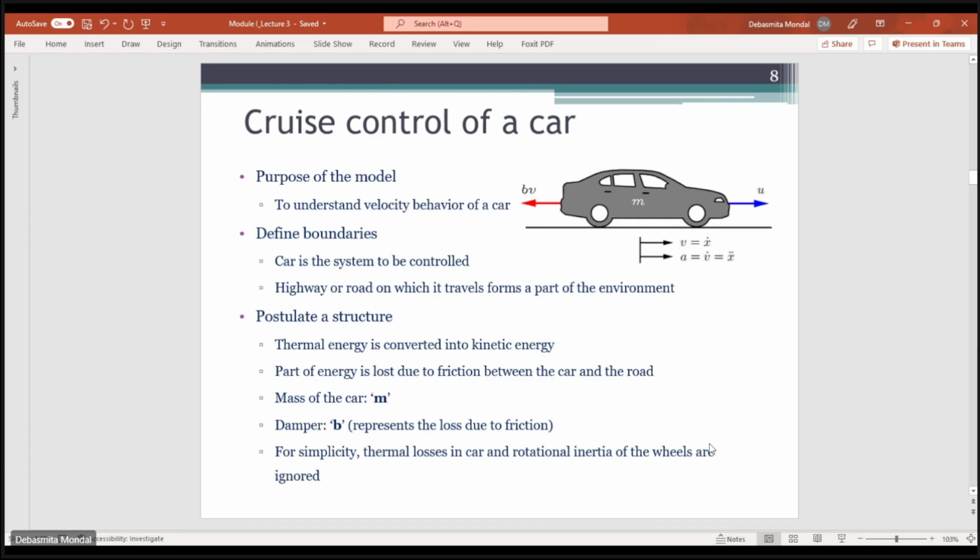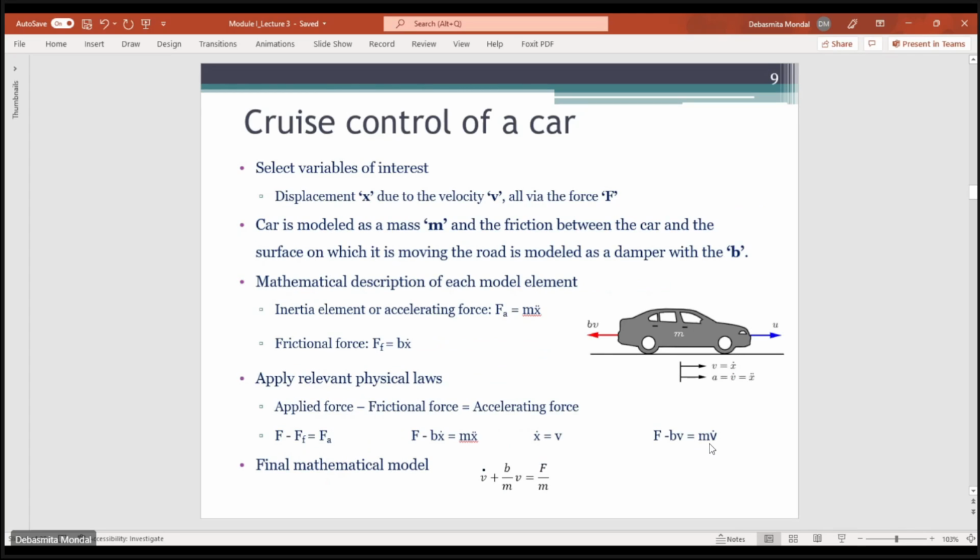And let us say for now, for simplicity, we will ignore all the other losses in the car, like the thermal losses or the rotational inertia of the wheels. Those things are ignored as of now in order to make a simplistic model.